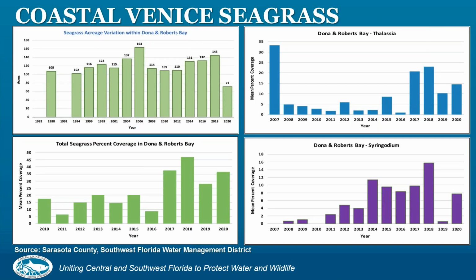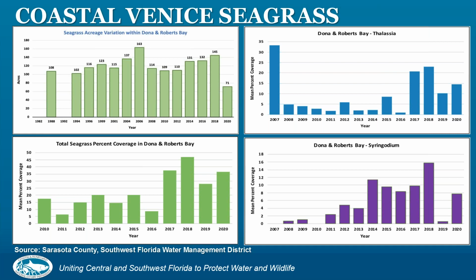So the Donna and Roberts Bay seagrass areas, this is a pretty highly colored system, so a lot of the seagrass in this region is focused right around the Venice Inlet, and so you can see it's not a high amount of acreage that's already existing here, but there is a lot of fluctuation of acreage. On this graphic, we're depicting basically what's on the water atlas now, which is the seagrass acreage variation since 1988 in the region, and then some of the monitoring data we have.